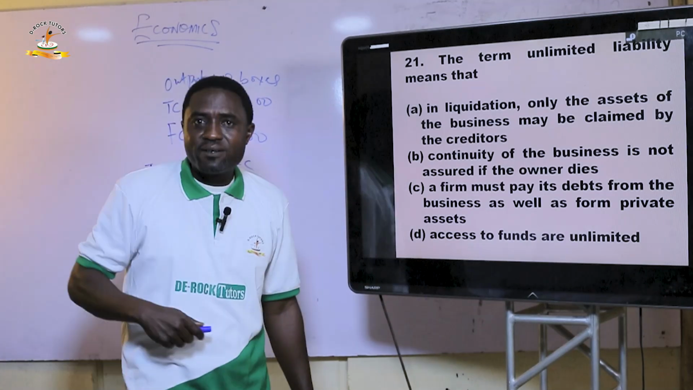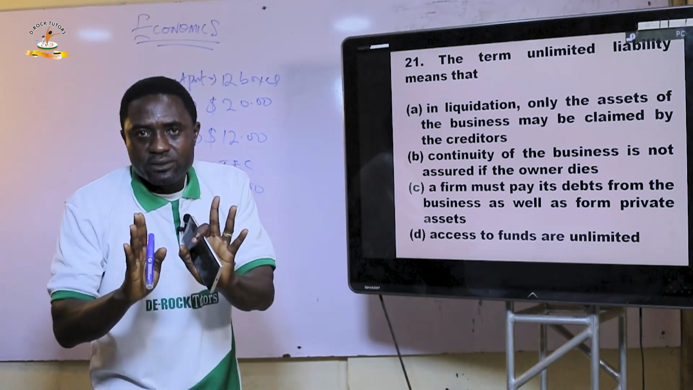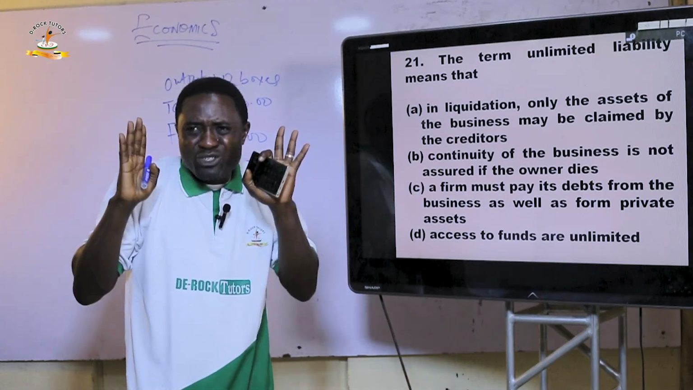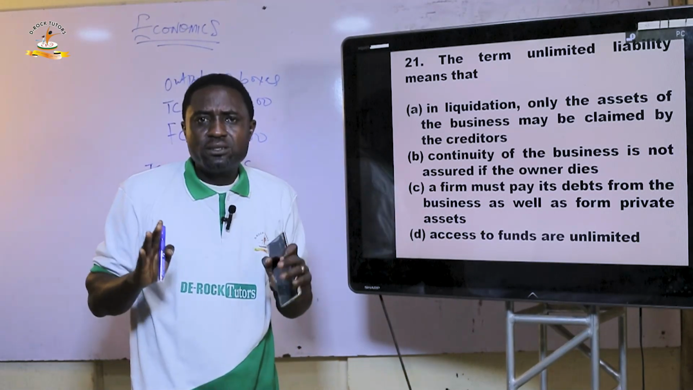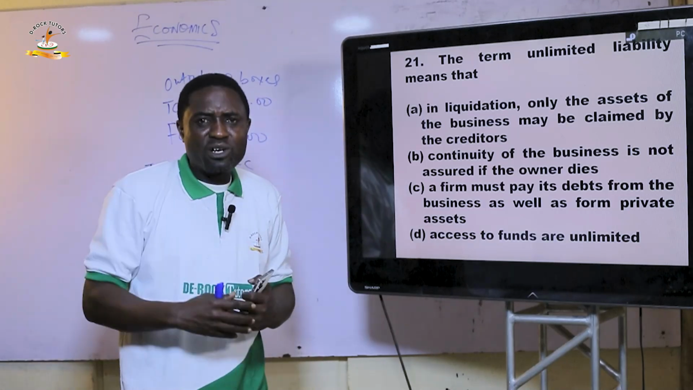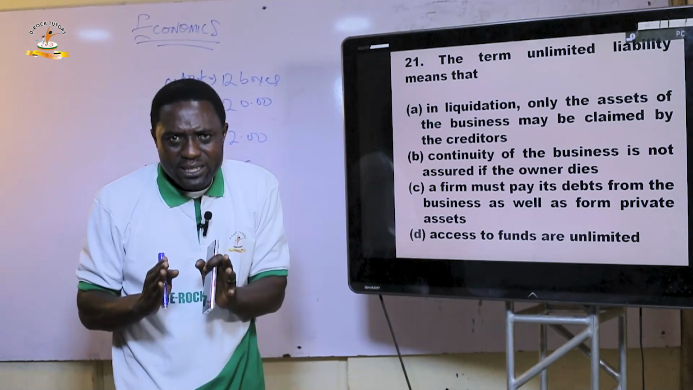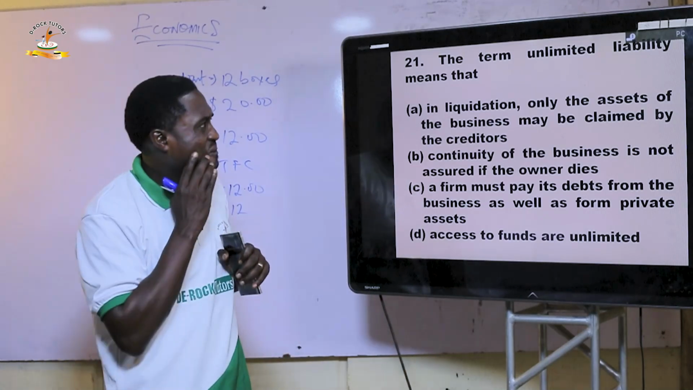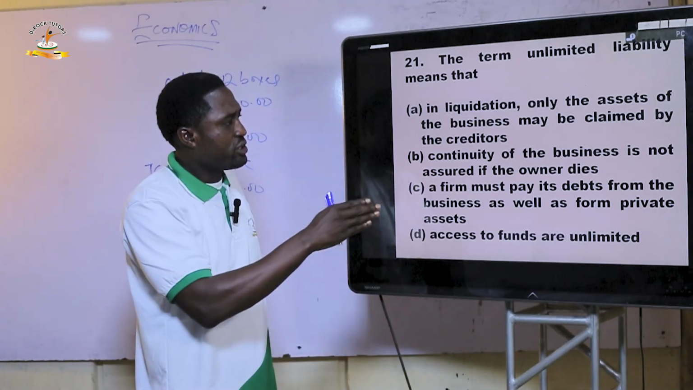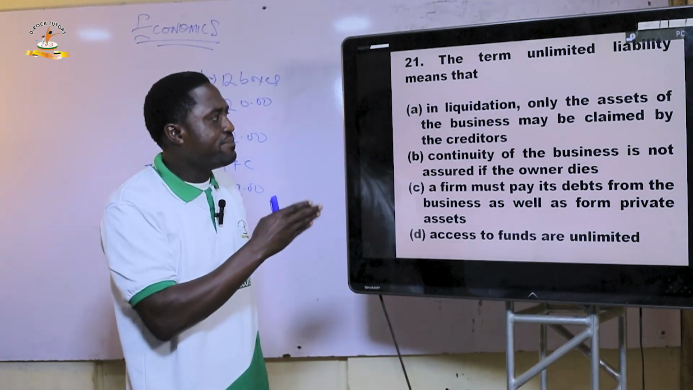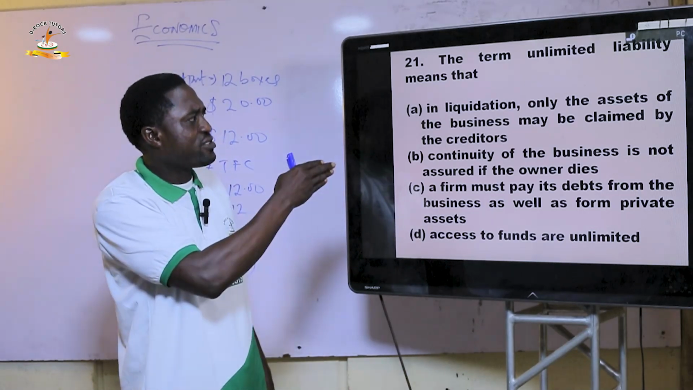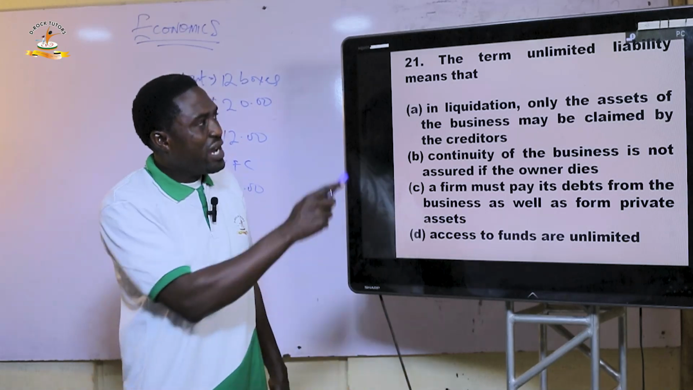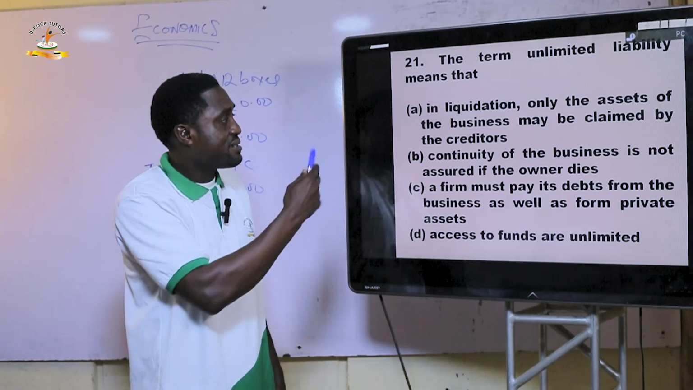But if it is limited, it's only your money in that particular company that will be affected. It will only be limited to your money in that particular organization. That is what is called limited. So let's check this again. The term unlimited liability means that in liquidation, only the assets of the business will be claimed by the creditors. No, this is limited. We are talking about unlimited here.